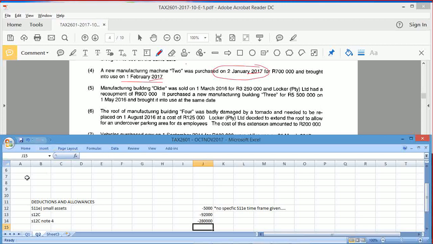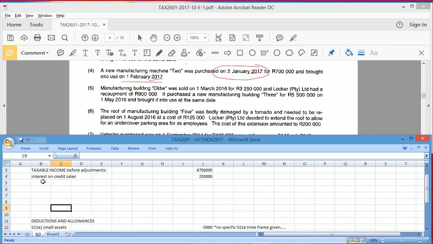Okay, 5 is pretty easy as well. What does that say? 5 says a manufacturing building audio was sold on the 1st of March 2016 for 3.2 million and it had a recoupment of 900,000. It purchased a new manufacturing building called 3 for 5.5 million on the 1st of May 2016 and brought it into use on the same date. Easy, but it's obviously get your mark for the recoupment. They gave it to you.